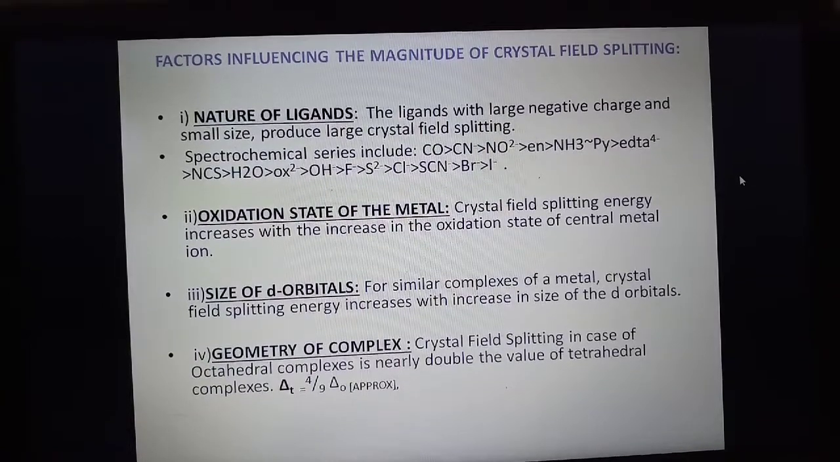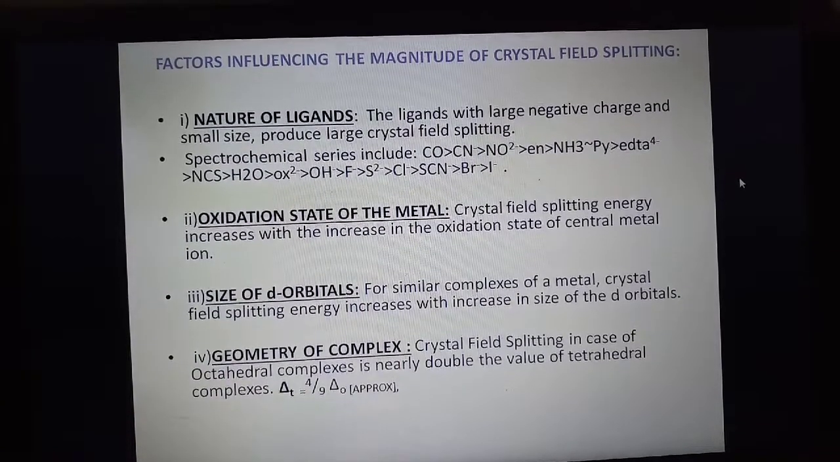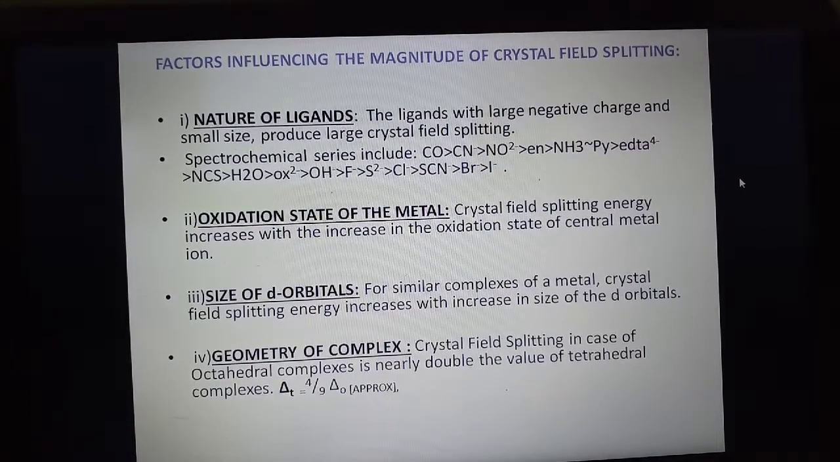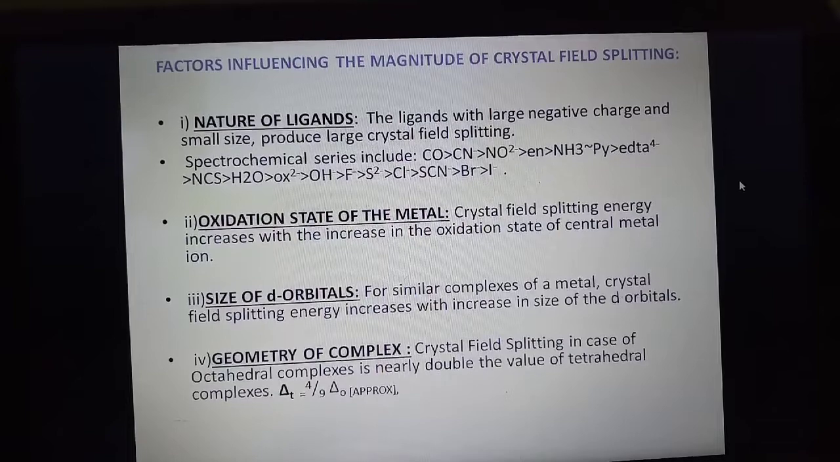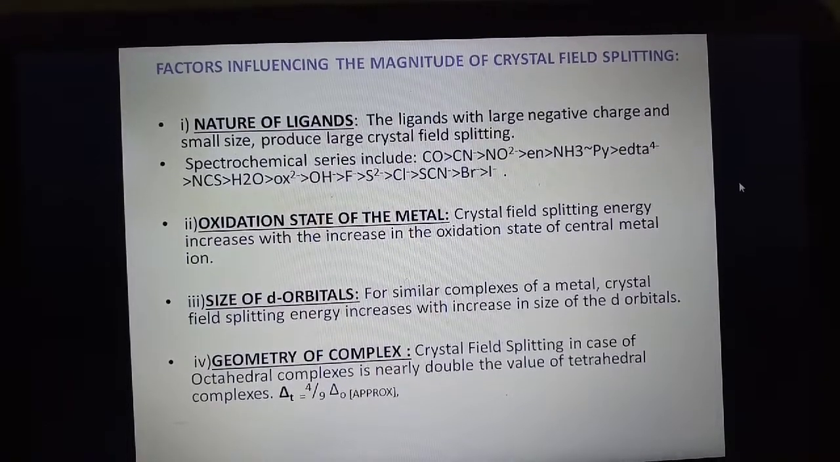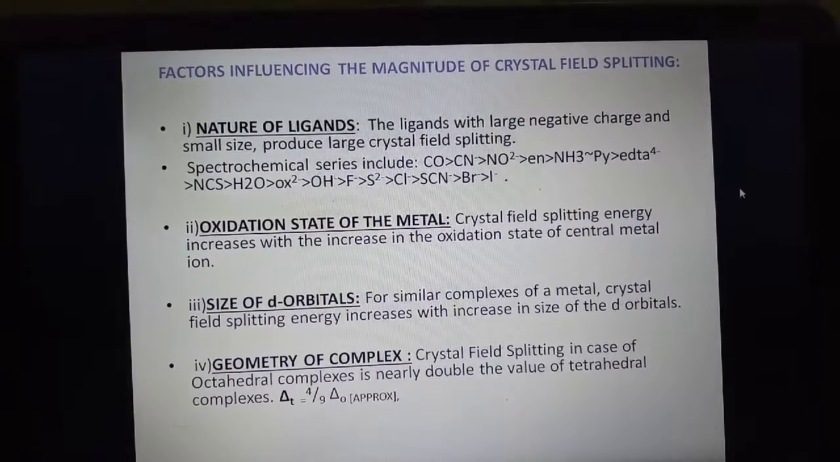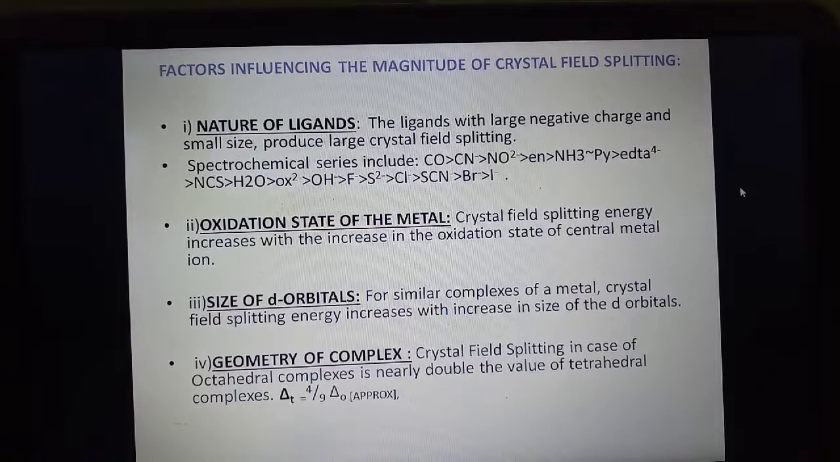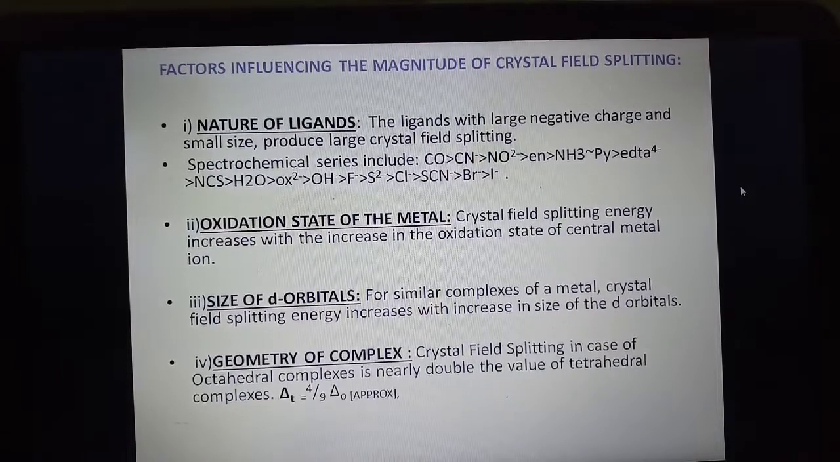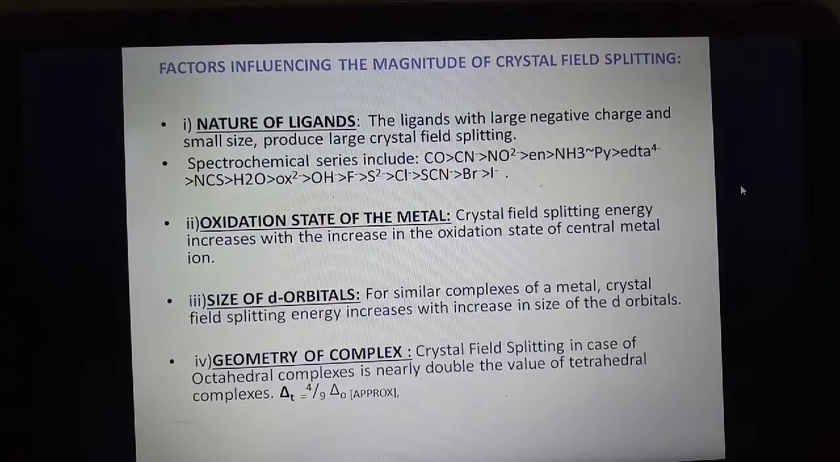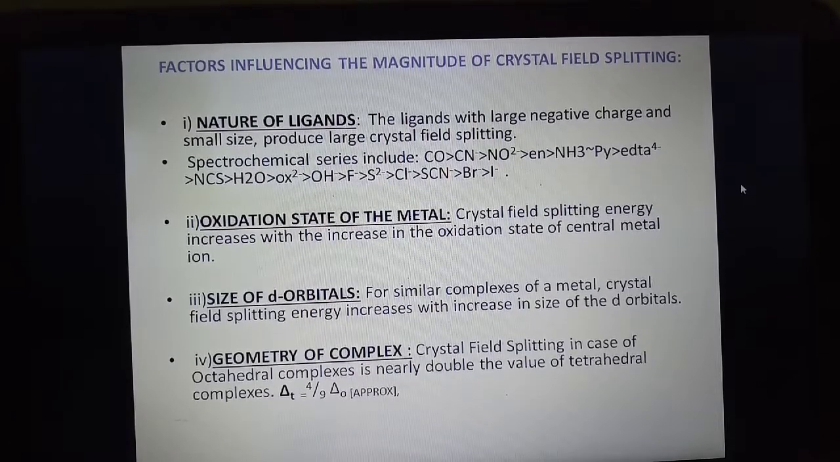Number 2, the oxidation state of the metal. Crystal field splitting energy increases with the increase in the oxidation state of the central metal ion. I repeat, crystal field splitting energy increases. The splitting will be more with the increase in the oxidation state of the central metal ion. So the central metal ion is getting more charge. If it is +3, it will split more than the +2 state.